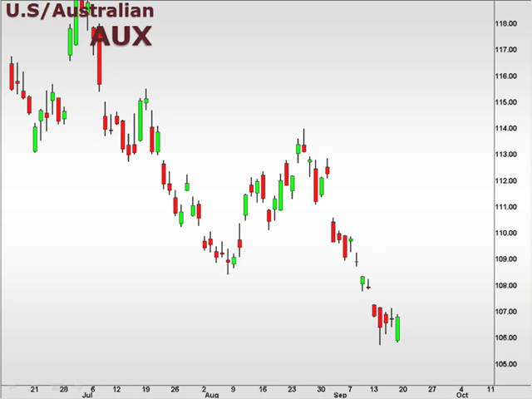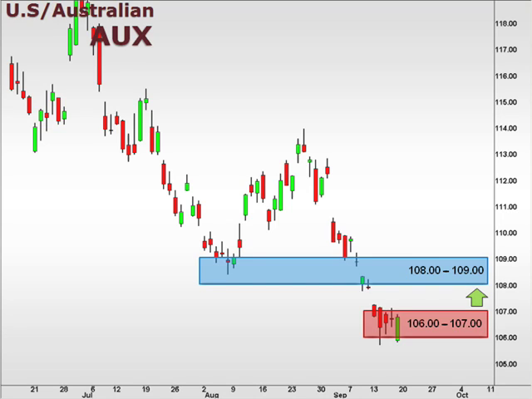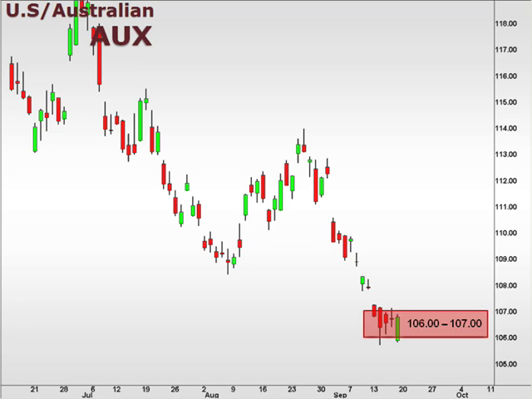Well, the U.S. dollar continued to lose ground against the Australian dollar as the AUX slipped lower and spent most of the week consolidating in our 106-107 focal zone. We do suspect a bounce this week that should test 108-109 for resistance.